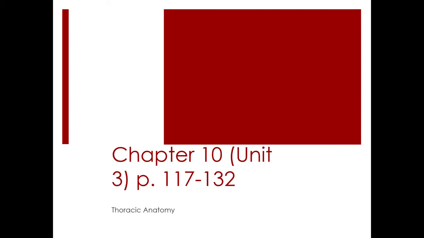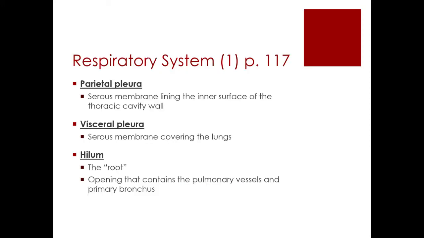Moving on to chapter 10, we're going to start covering thoracic anatomy. We're going to start with the respiratory system with a structure called the pleura. What the pleura is, it's just a serous membrane that's going to line the thoracic cavity and the lungs themselves. And that's just a fancy way of saying it's a membrane that's going to secrete a water-like substance.